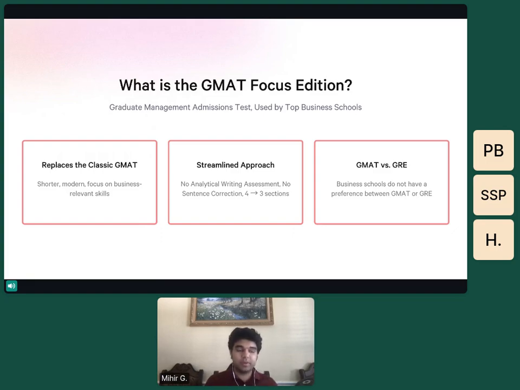It has a new streamlined approach. There's no analytical writing assessment on the new GMAT FE, and there's no sentence correction. It's been narrowed down from having 4 sections to only having 3.